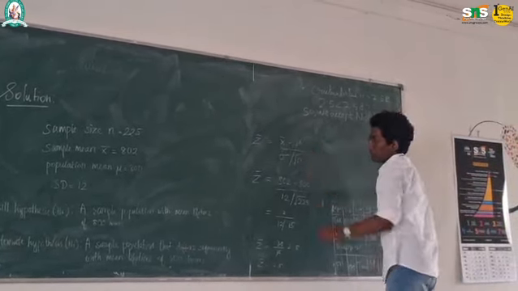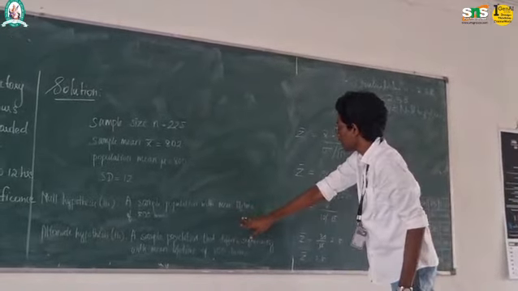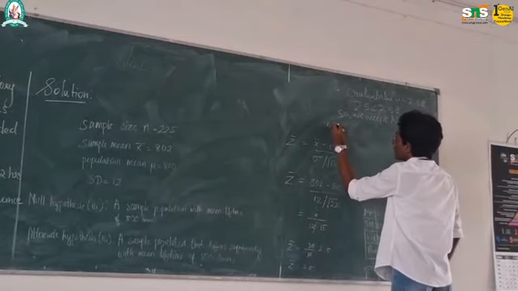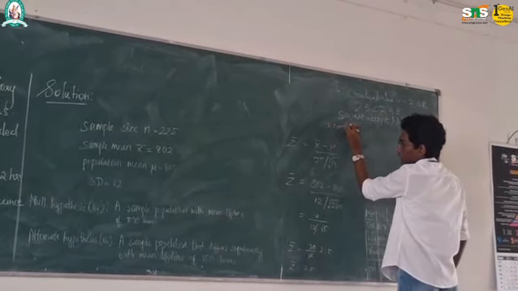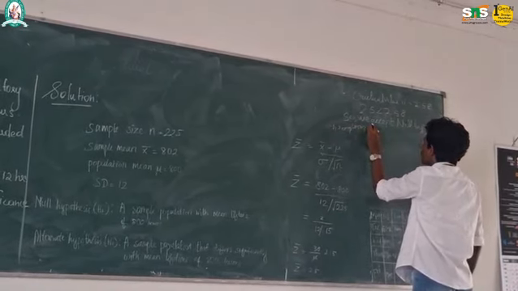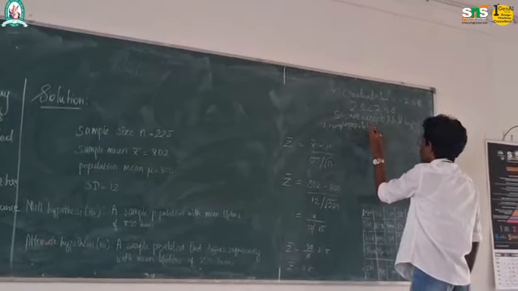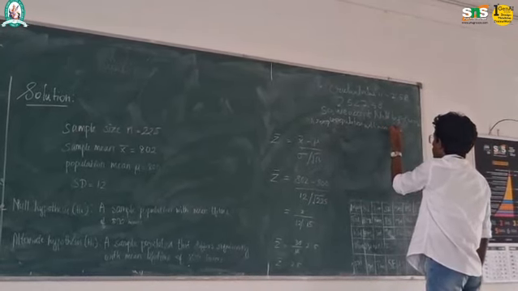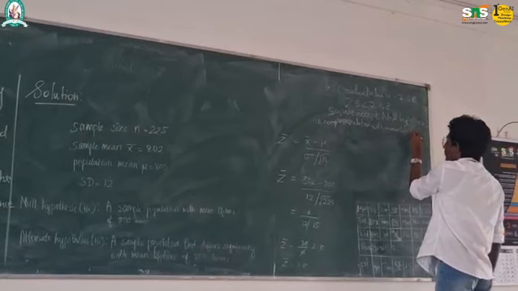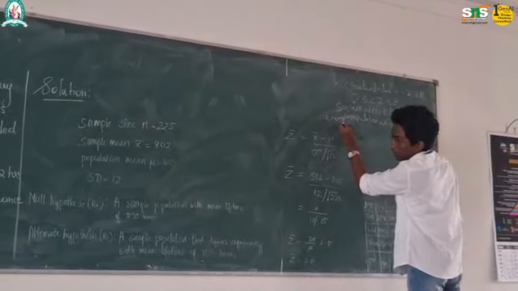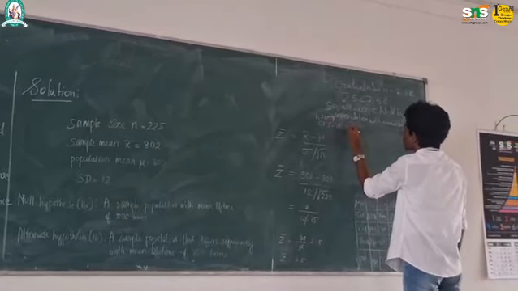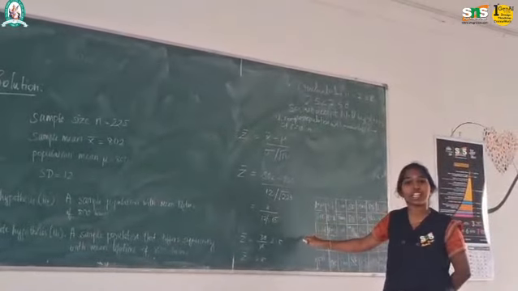Therefore, in the null hypothesis we can directly write it: therefore, a sample population with a mean lifetime of 800 hours. That's all. Thank you.